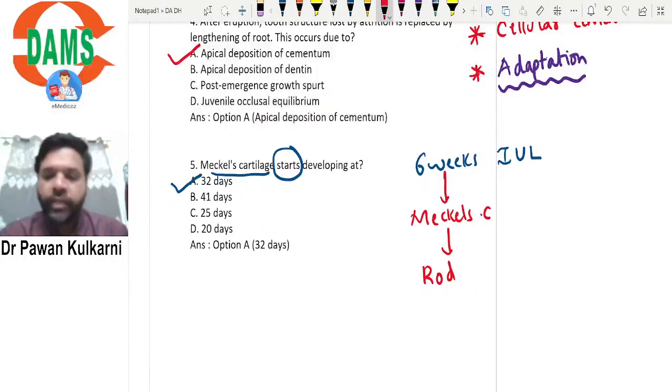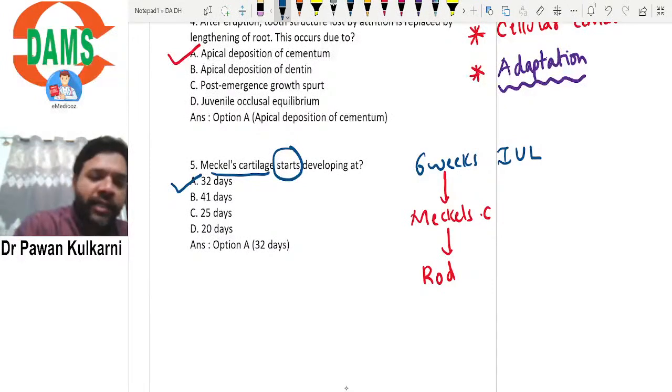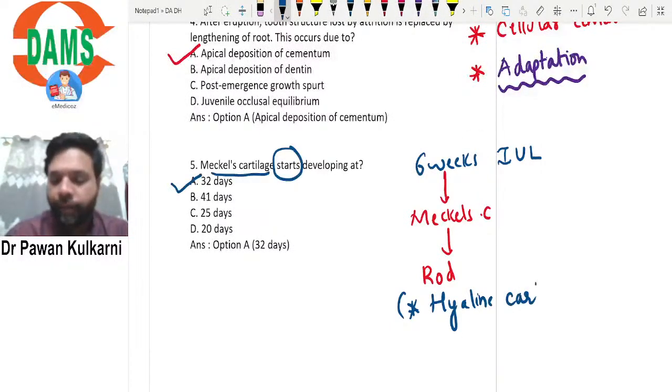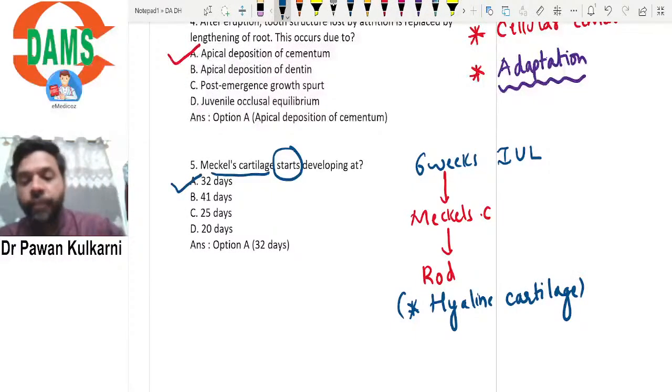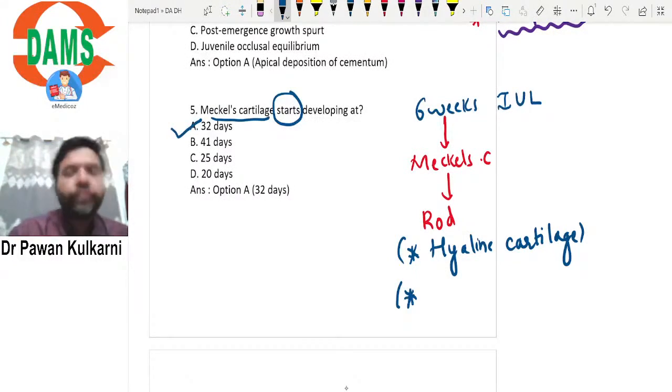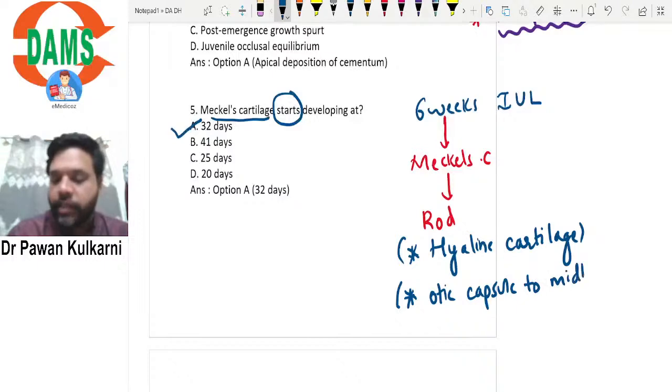Here comes the question, two things that we should remember. What kind of cartilage is it? Basically, this is a hyaline cartilage. So again, it's important, you should remember what kind of cartilage this is. Meckel's cartilage is a hyaline cartilage. Secondly, where does it extend, from where to where? It extends from the otic capsule to the midline. So that is its extension.